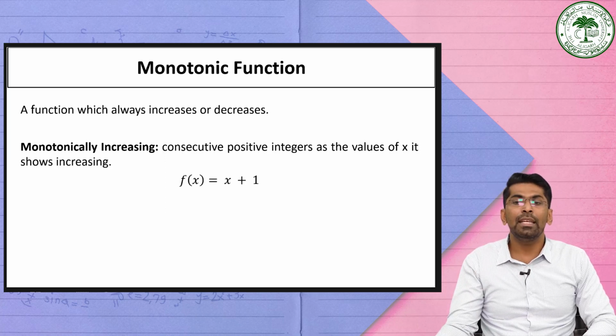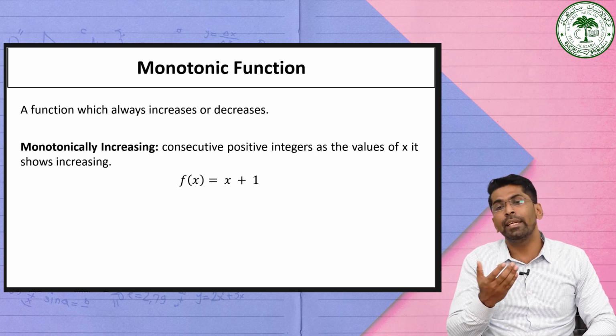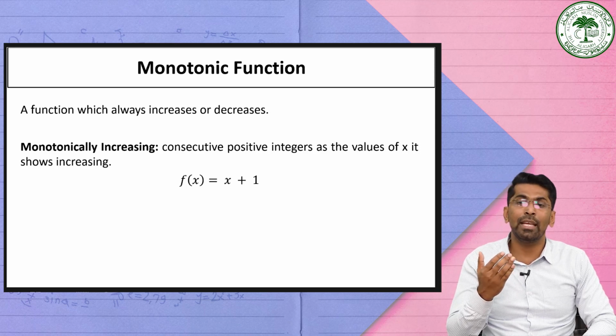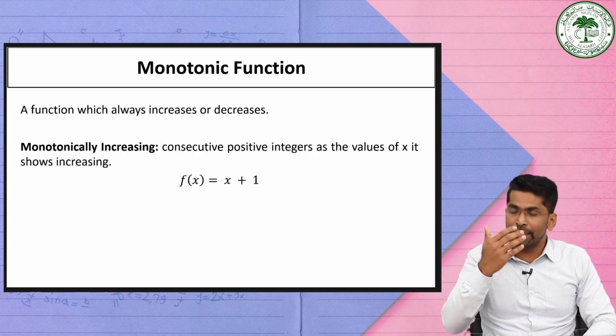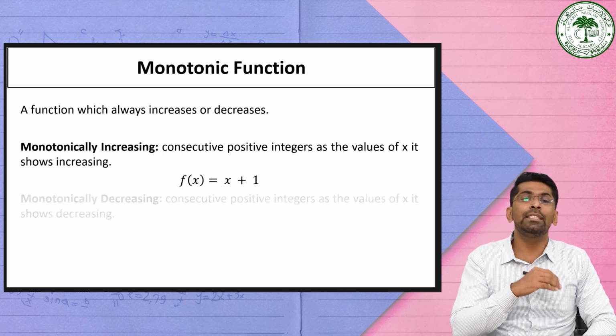For example, f of x is equal to x plus 1. If you assign any consecutive numbers to x, then it is continuously increasing. For example, if x is equal to 2, then f of x is equal to 3. If x is equal to 3, then f of x is equal to 4. So it shows the property of a monotonically increasing function, where as the input x increases, the function value, that is f of x, also increases.